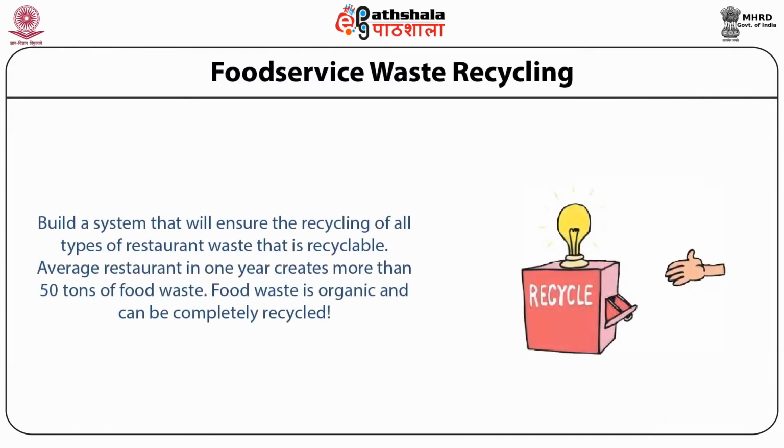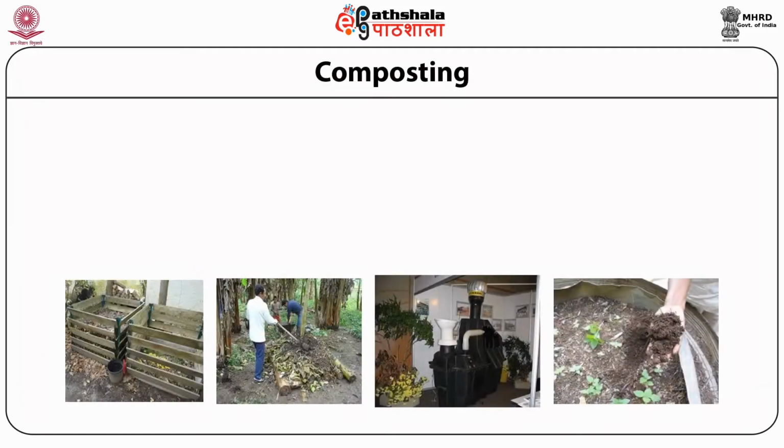Build a system that will ensure the recycling of all types of restaurant waste that is recyclable. An average restaurant in one year creates more than 50 tons of food waste. Food waste is organic and can be completely recycled. So, the next point is composting.